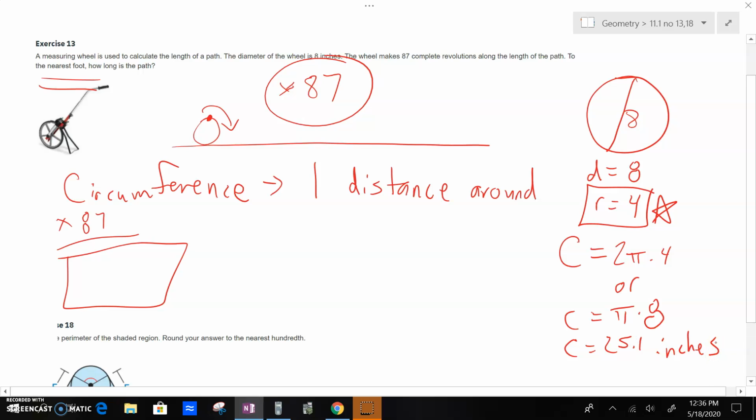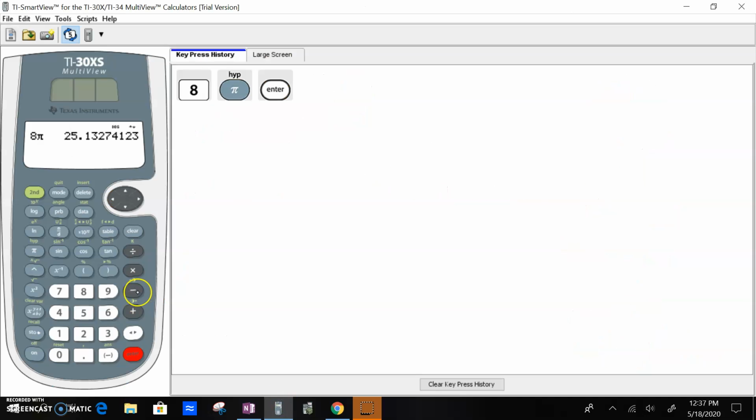And again, we're going to roll this wheel 87 times. So we're going to create 25.1 every single time we roll the wheel. And if you do that 87 times, you multiply it by 87. So I'll do times 87. I'm just going to leave my answer in there so I don't have to retype the decimal. So this wheel traveled 2,186.54 inches. That's inches. They're asking us in feet.